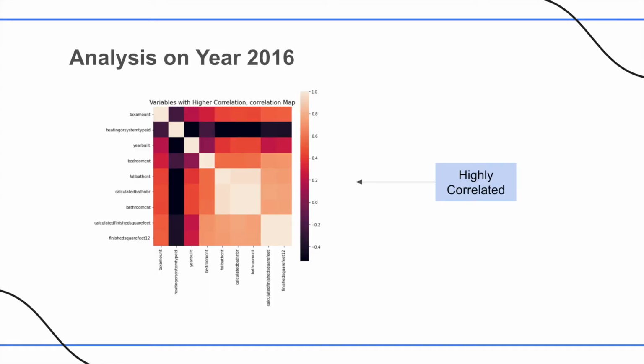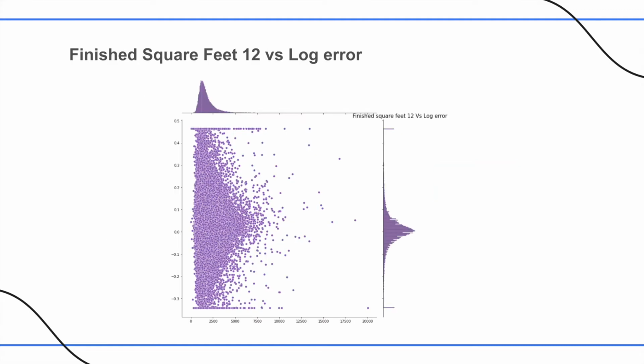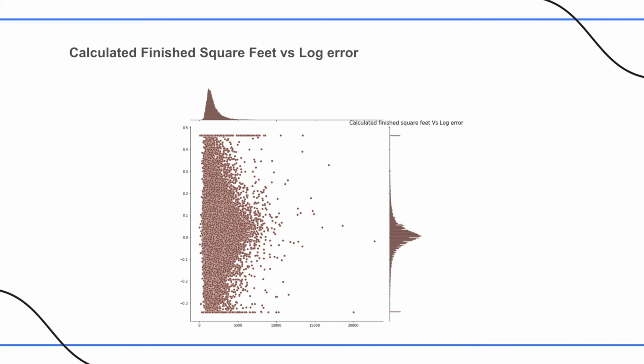The important variables identified in the 2016 training set are highly correlated with each other, at values nearing 1, which is the highest correlation. Further analysis will be conducted on the individual variables. The range of log error narrows down with the increase in finished square feet through variables. This means that the large houses are easiest to predict as compared to smaller houses. The calculated finished square feet have an extremely similar distribution as compared to the finished square feet through. This explains why the correlation between these two variables is so high.